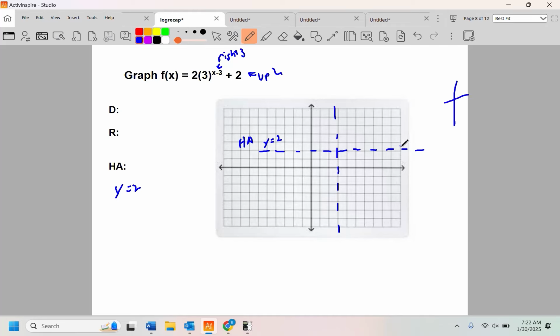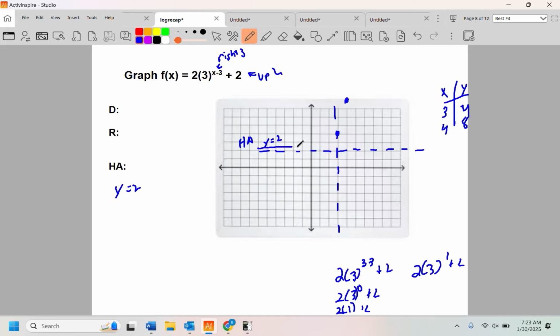Make my little table here. Since I went right 3, my table starts at 3, and I just add 1 to 4. If I plug a 3 in, 2 times 3 to the 3 minus 3, added 2, is 2 times 3 to the 0 plus a 2. Anything to the 0 power is 1. So 2 times 1 is 2, add 2, we get a 4. If I plug a 4 in, I'll have 4 minus 3, which is 1. So 3 to the first is 3, times 2 is 6, add 2 is 8. So I contain 3, 4, and I contain 4, 8, which is sadly not on my little grid.